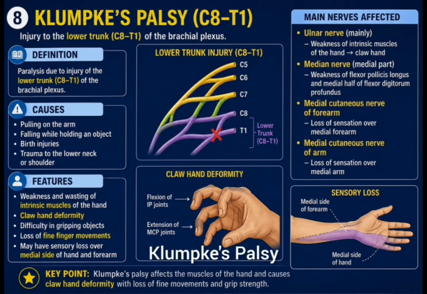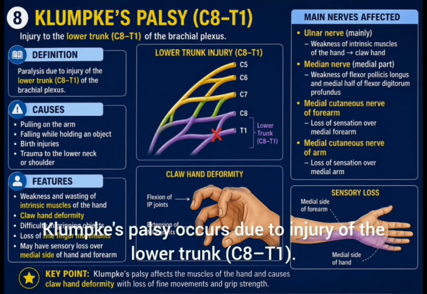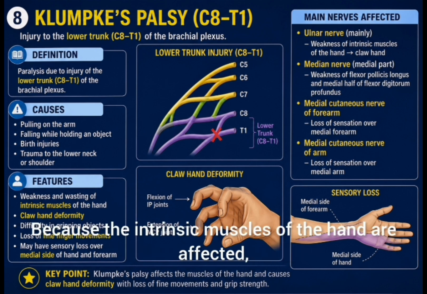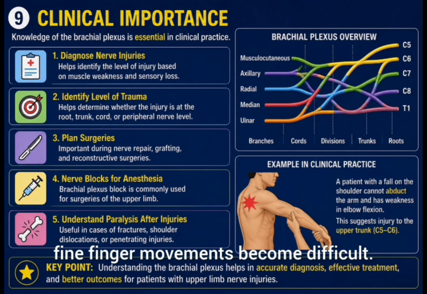Klumpke's palsy. Klumpke's palsy occurs due to injury of the lower trunk, C8 to T1. Common causes include pulling on the arm, falling while holding an object, birth injuries. Features include weak hand muscles, claw-hand deformity, difficulty gripping objects. Because the intrinsic muscles of the hand are affected, fine finger movements become difficult.